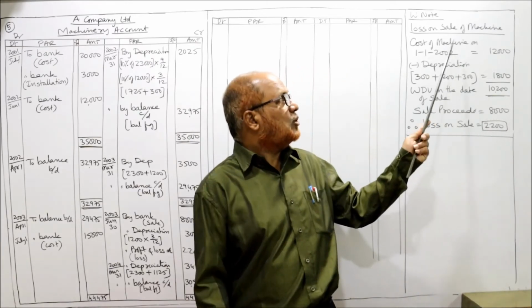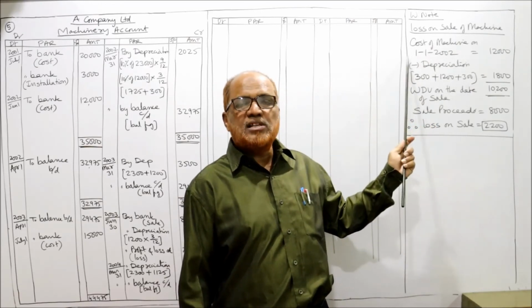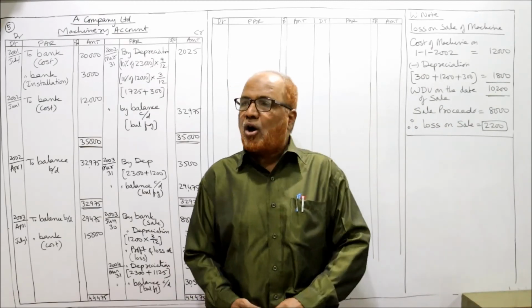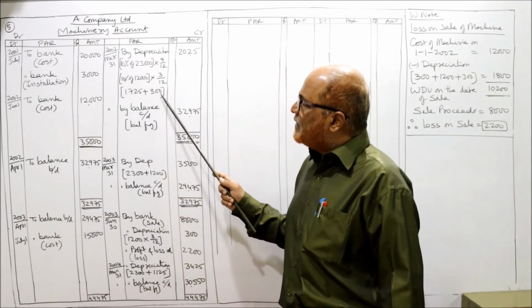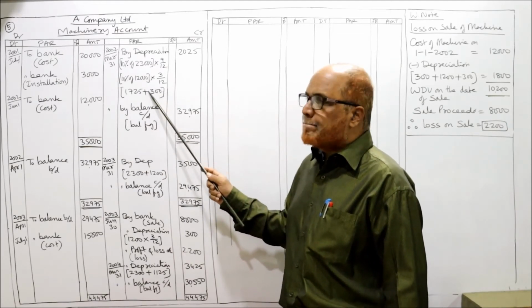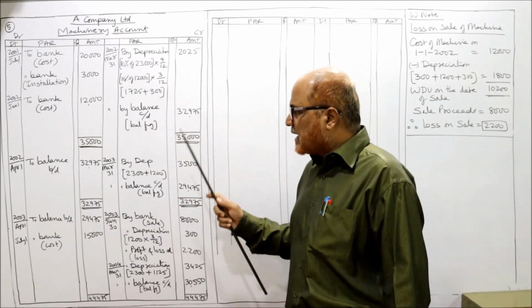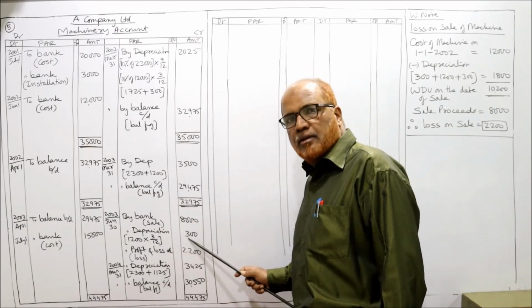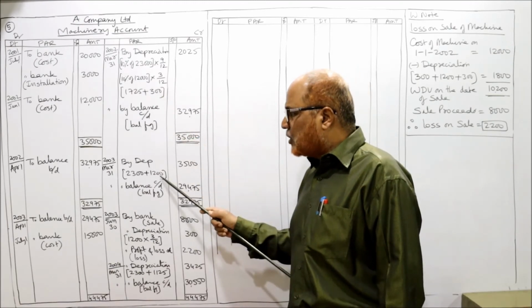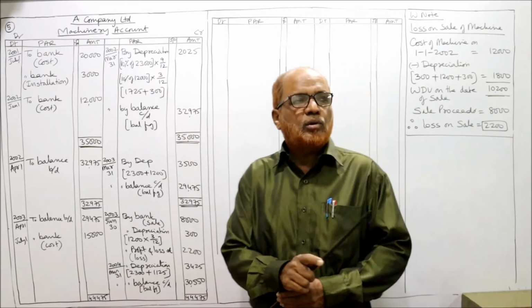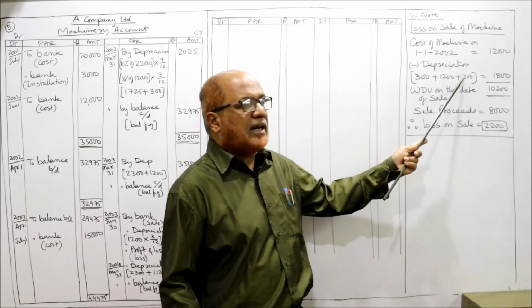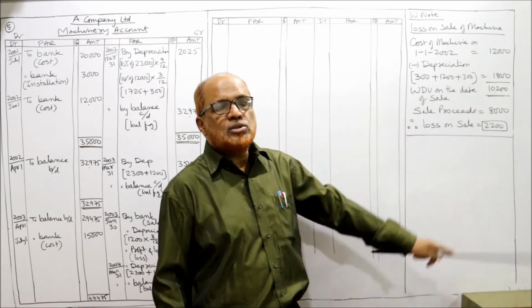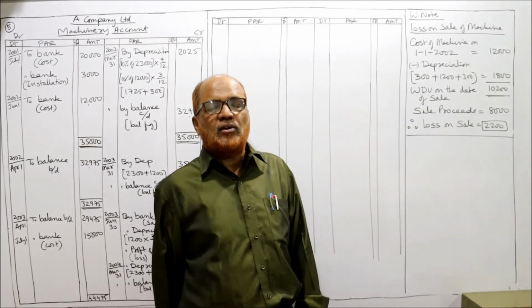Now in the working note I have shown you the loss on sale of machine. What is the cost on 1st January 2002? 12,000 less depreciation. How much depreciation was provided? First year depreciation 300 rupees, second year depreciation 1200 rupees, and third year depreciation 300 rupees. Now you add up 300, 1200, 300. So total depreciation 1800. Minus 1800, 10,200 is the WDV on the date of sale.